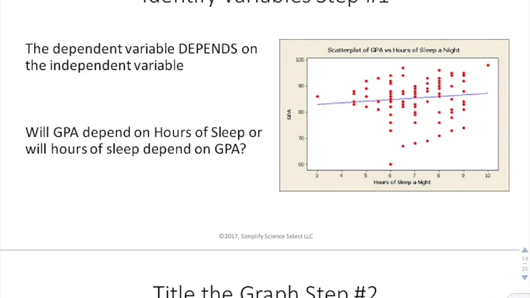And that's a reasonable question. So because of that, the hours of sleep is our independent variable. It's something we have direct control over, and GPA may or may not depend on that. So that's one of those things where there's not always a relationship between the two variables.